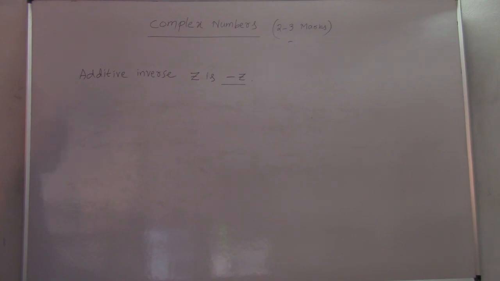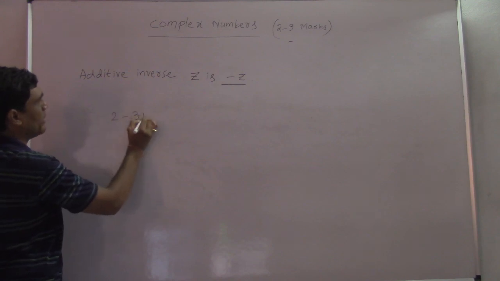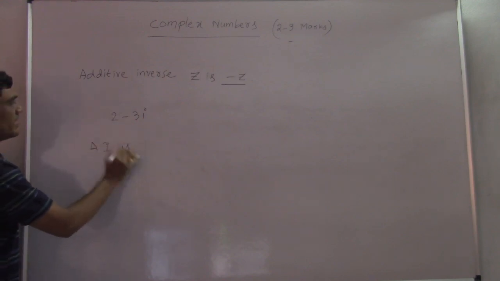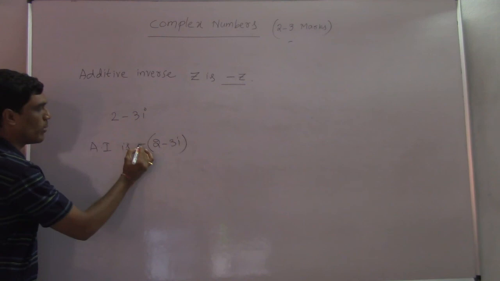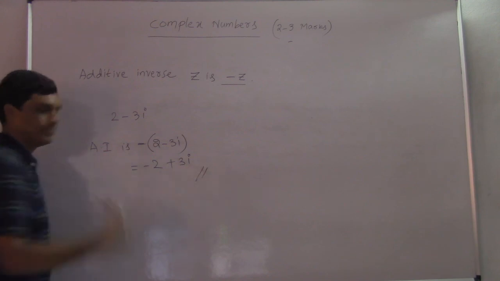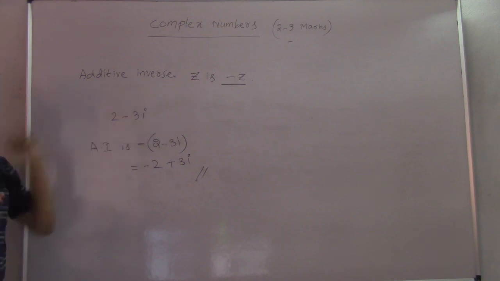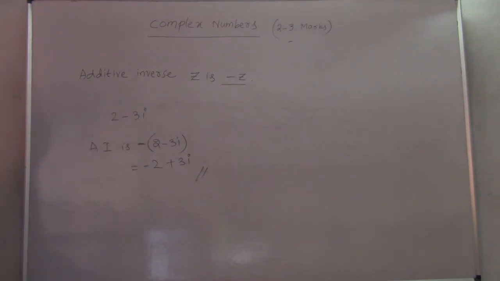Suppose they give the complex number 2 minus 3i. The question is 2 minus 3i, and we have to find the additive inverse. So the additive inverse is simply multiplying with minus. What the given number is, you multiply with minus. So what you will get? Minus 2 minus of minus plus 3i. Z is nothing but the given complex number. Any complex number is there, you multiply with minus.